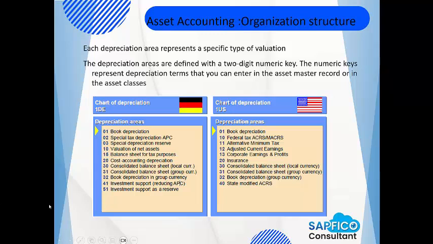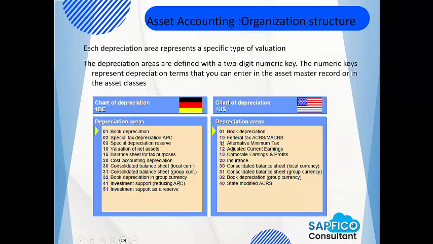So what typically comprises the depreciation area? It can be a book depreciation area, or a special tax depreciation area. There are reasons to calculate depreciation as per various legislation. For example, book depreciation is sometimes as per the Companies Act. In taxes you could have separate depreciation being calculated. For insurance purposes, you could have separate depreciation being calculated. So various types of depreciation can be captured in each of the depreciation areas.